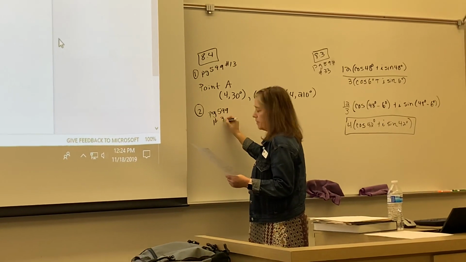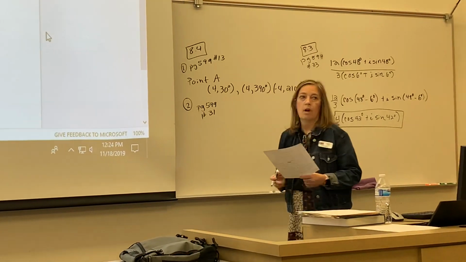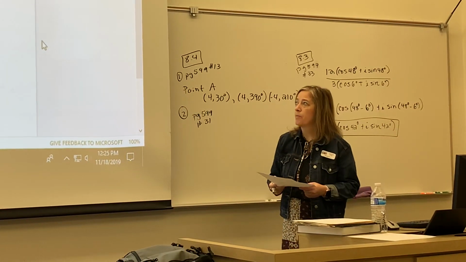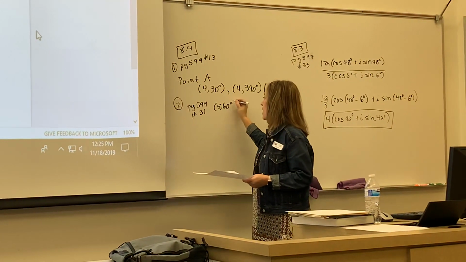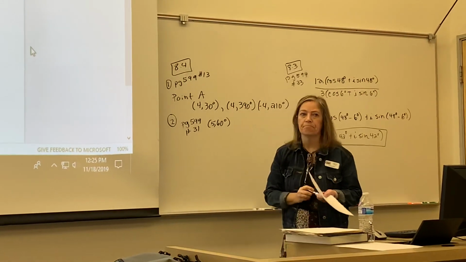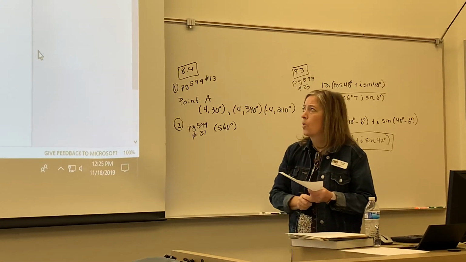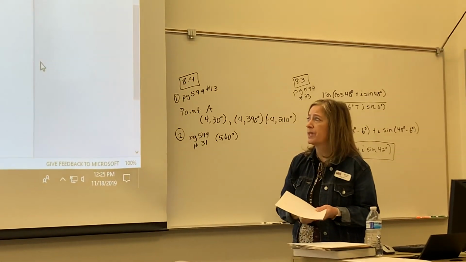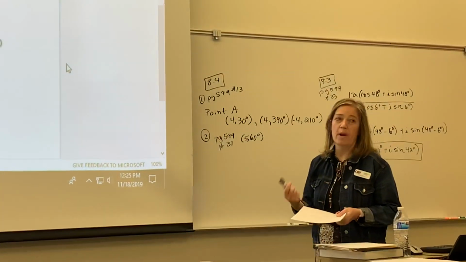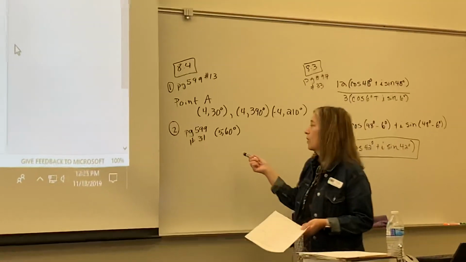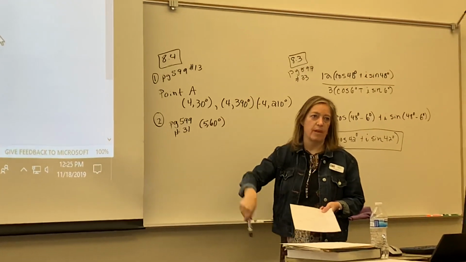599, and this is problem 31. Okay, so with this particular problem, we are given the ordered pair of 5 and 60 degrees. So we want to convert between rectangular and polar coordinates. So we're given the polar coordinate, so we want to get the rectangular coordinate.